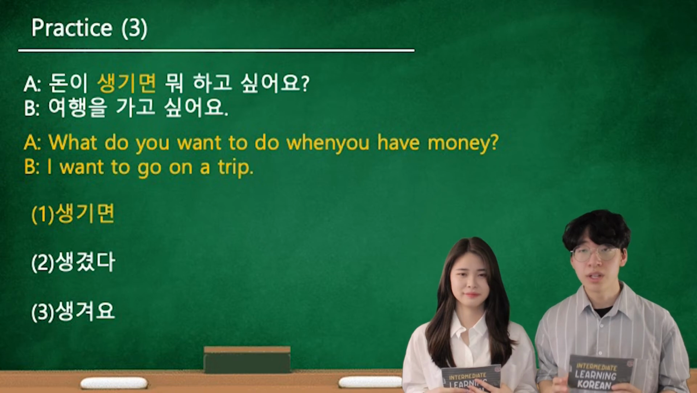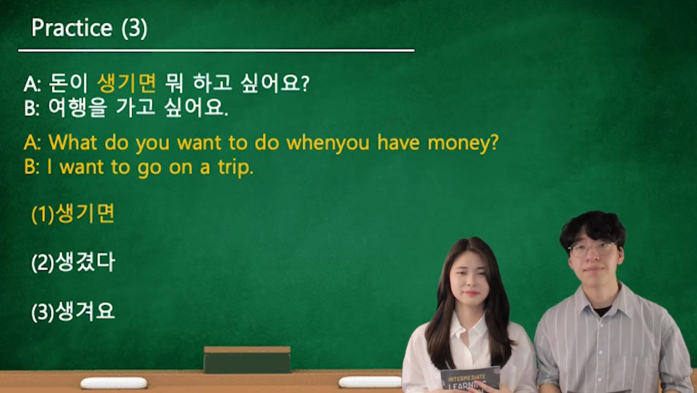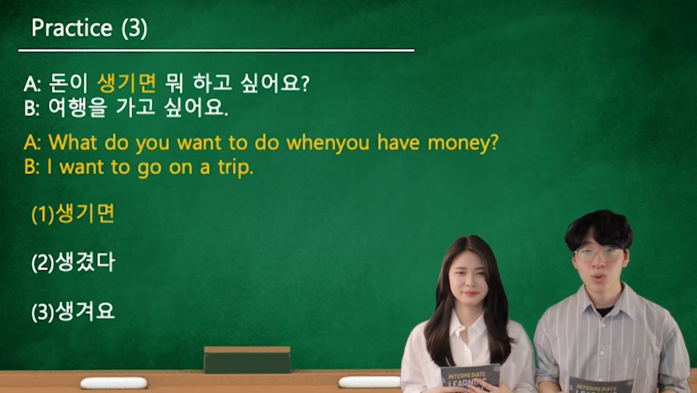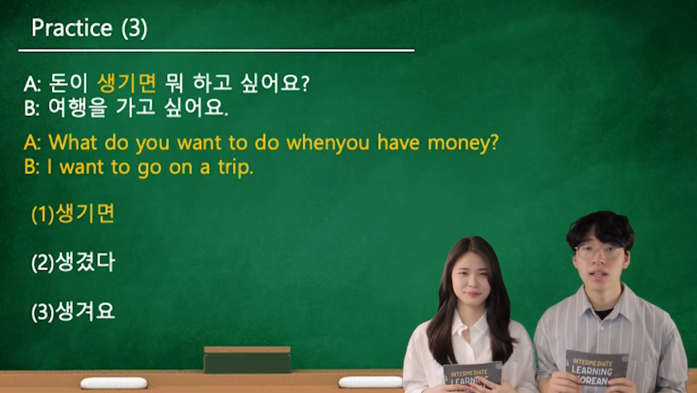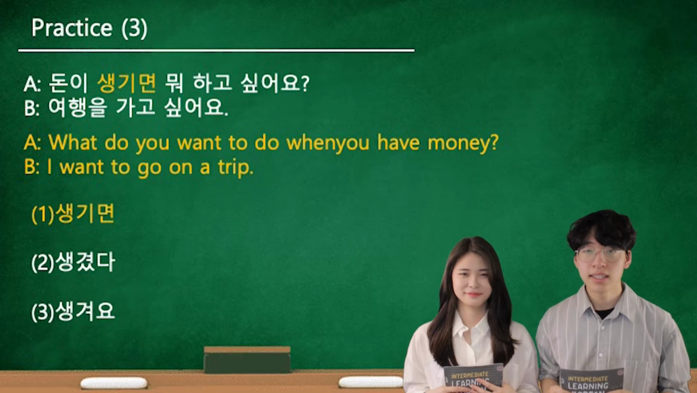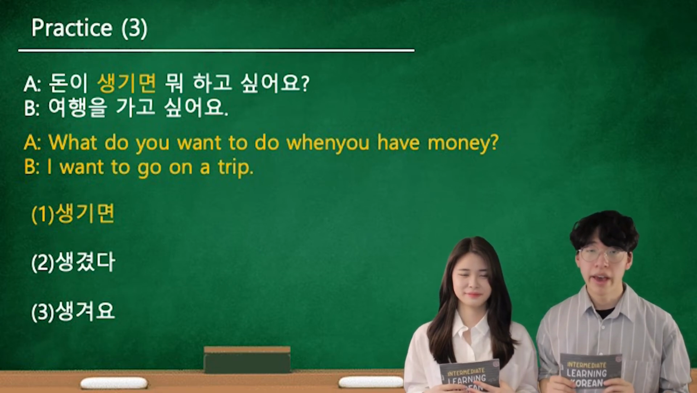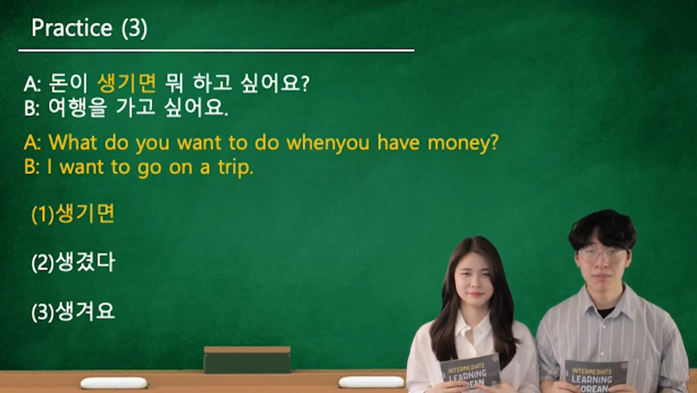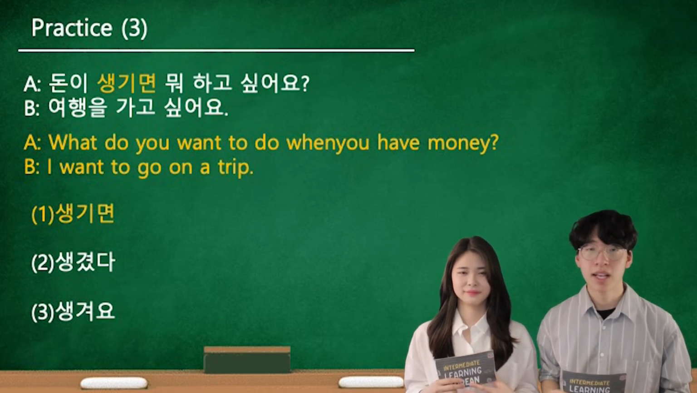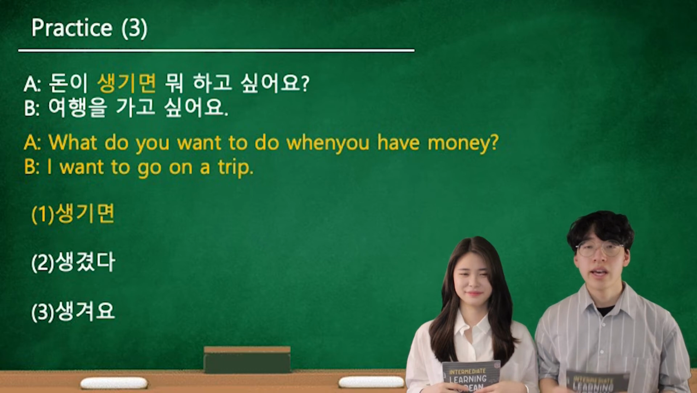Yes, the correct answer is 오면. The verb 오다 doesn't have a final consonant, so 면 is used to make 오면. Let's read it together. 비가 오면 밖에 나가지 않아요. I will read it one more time. 비가 오면 밖에 나가지 않아요.